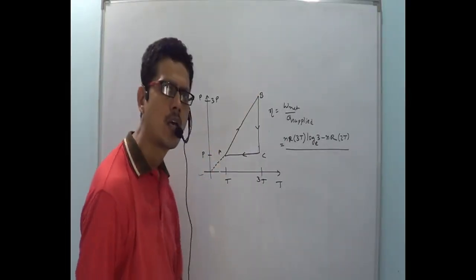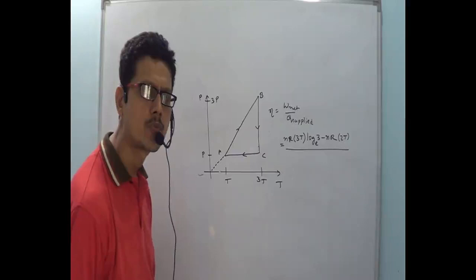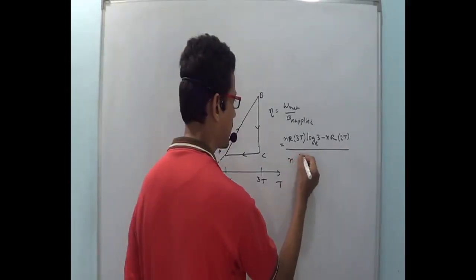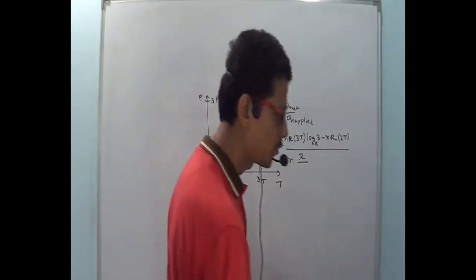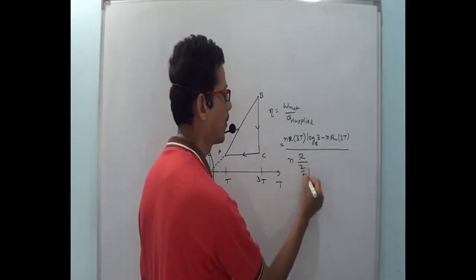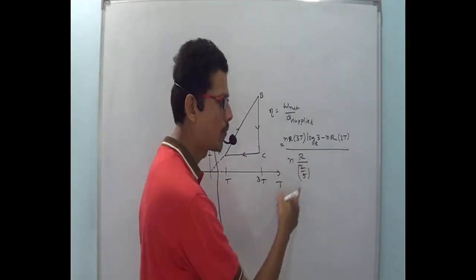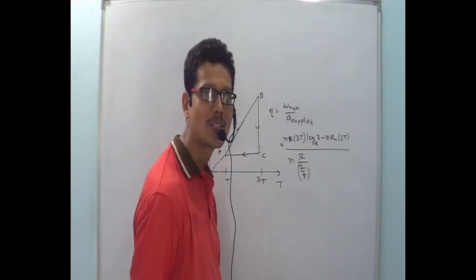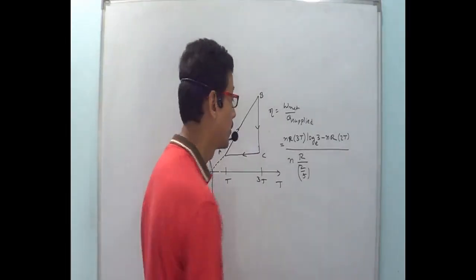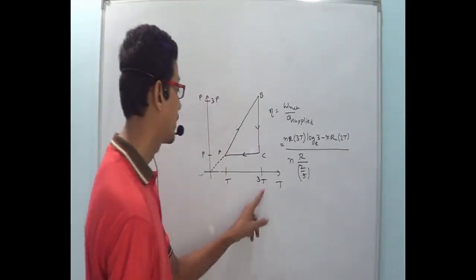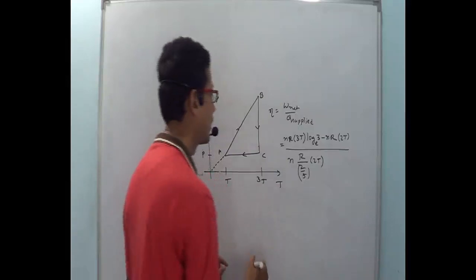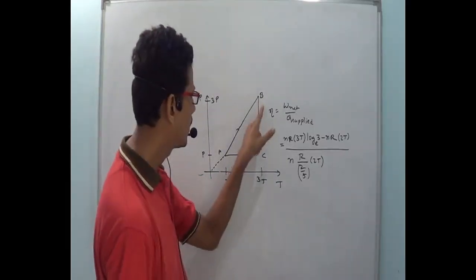Isochoric process. What is the formula for heat supplied? nCv dT. Cv means R by gamma minus 1. That is given as oxygen. Oxygen means 7 by 5 minus 1, which is 2 by 5. What is the formula for Cv? R by gamma minus 1. For a diatomic gas, what is gamma? 7 by 5. What is dT? 3T minus T, which is 2T. Okay. And is there any heat supplied here?